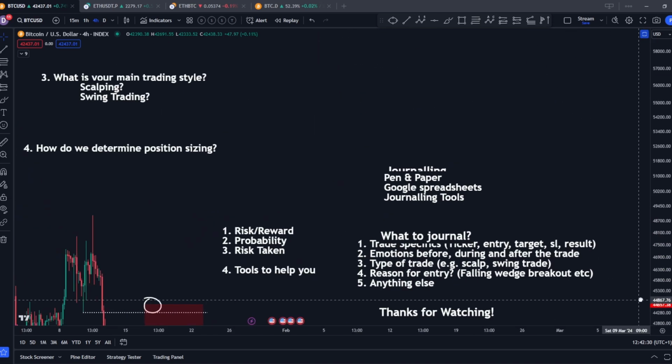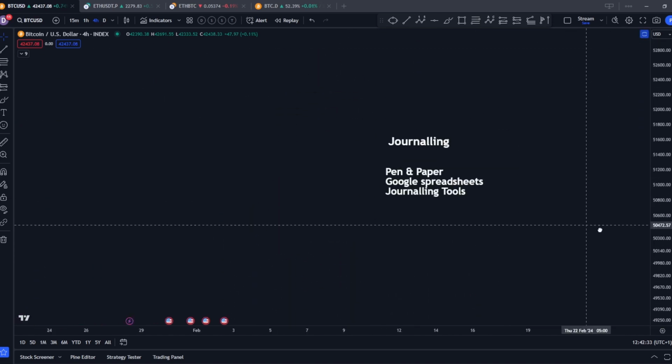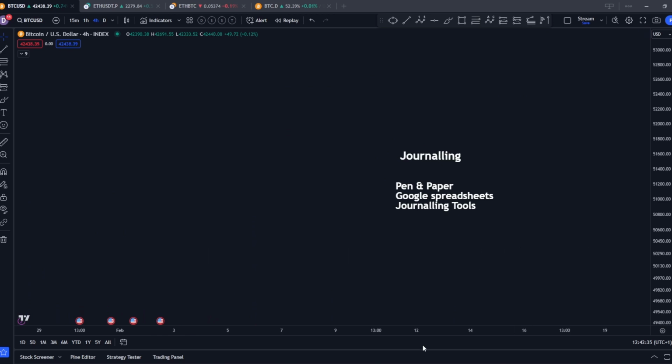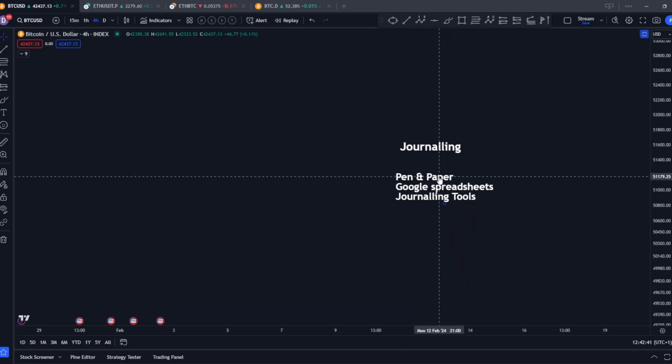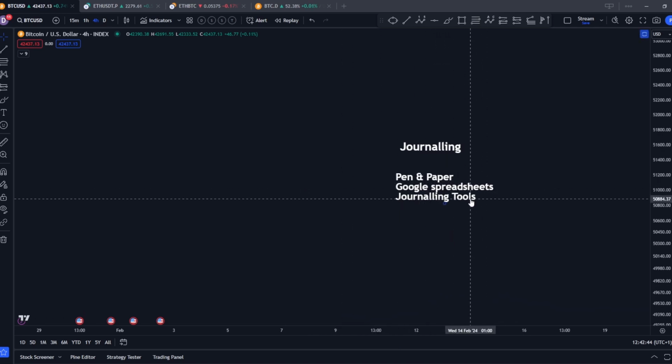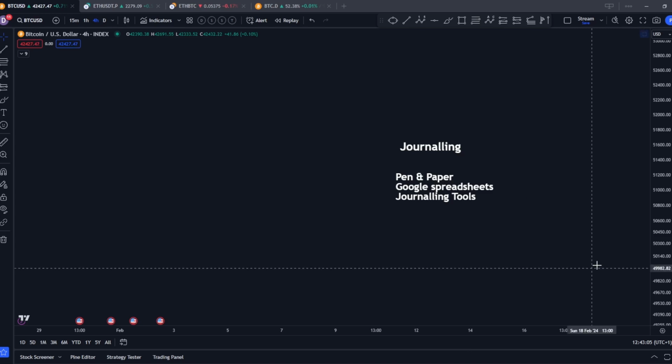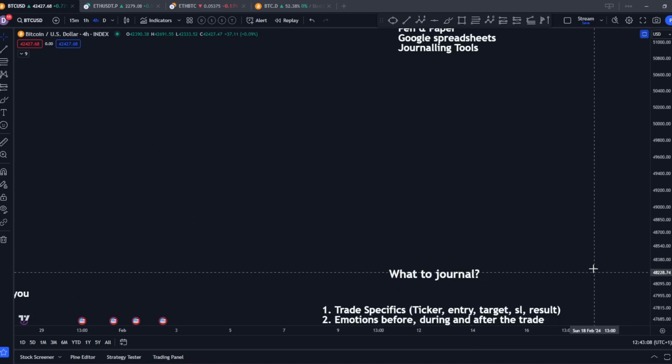Then lastly, something important to add to this point is journaling. I think this is something that's overlooked by many as well, and it really doesn't matter how you do it, whether you use pen and paper, Google Spreadsheets, or journaling tools, which can be very useful but might be a bit pricey if you're just starting off. In my opinion, just use Google Spreadsheets, mark everything down, and then after a week of trading, or maybe one specific trade, go back, look back on how you did, and from there on out you can really learn from your mistakes. And then lastly, what to journal.